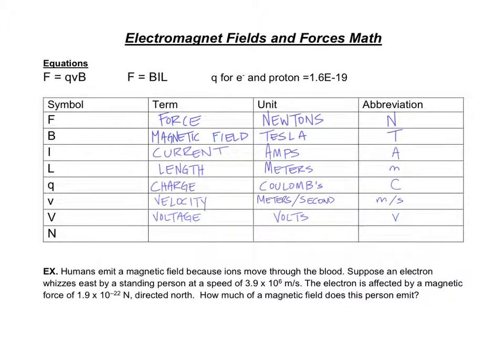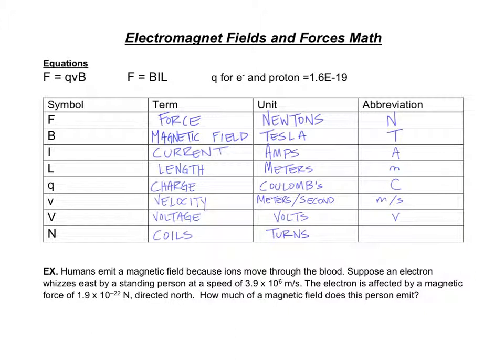And our last one here is N. N is, again, not one that we have seen yet. N represents the number of coils in a transformer. The unit is just expressed in turns of wire or coils of wire around a transformer. There's really no abbreviation for turns, so we'll go ahead and leave that one blank.